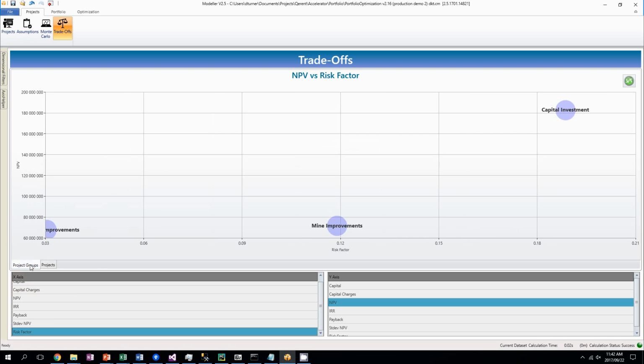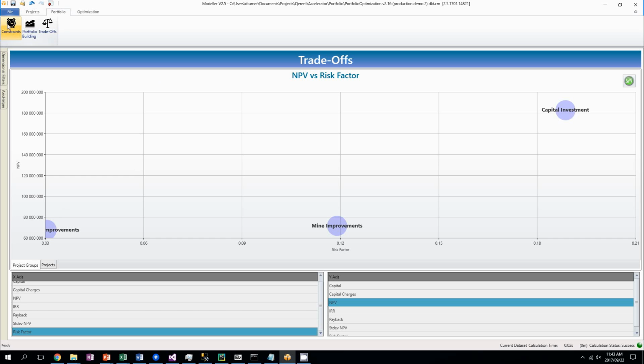You can also have a look at these trade-offs on the group level. So we can see that capital investment projects tend to be very high return, but they also tend to be quite high risk. Mine improvements are medium risk but relatively low return, and then the plant improvements off to the left are very low risk with about the same level of return as mine improvements. So immediately one could say that if one was forced to prioritize capital, the plant improvements might be the first place to look at.